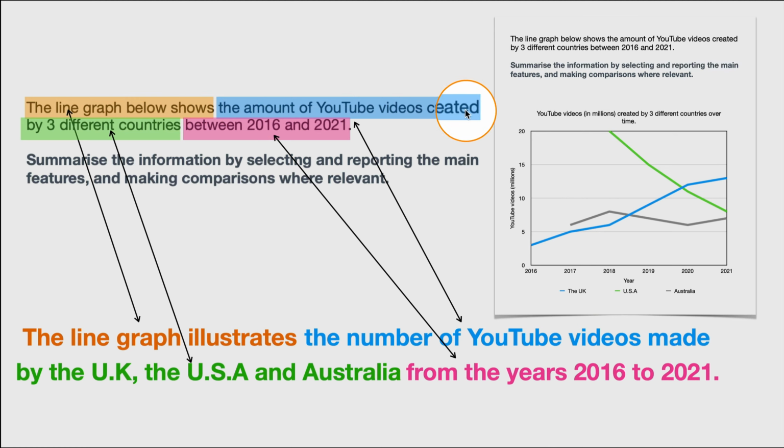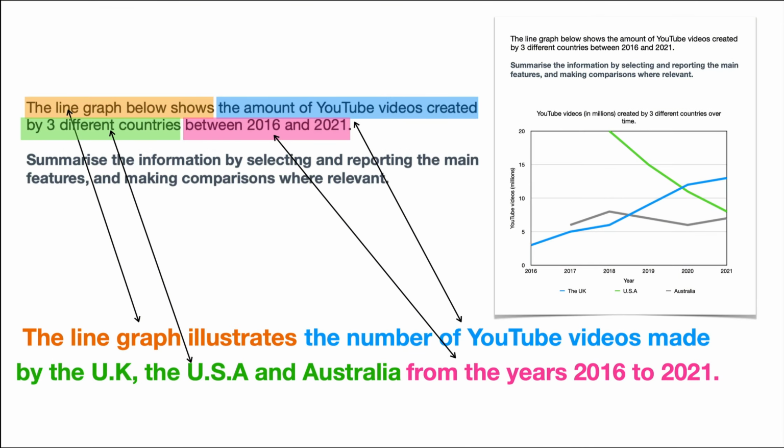YouTube videos created, the number of YouTube videos made. Made and created are exact synonyms, and the amount and the number are also synonyms. So you can say the amount of YouTube videos created, the number of YouTube videos made. By 3 different countries, we've changed that. We looked at the 3 countries. I've just said by the UK, the USA and Australia between 2016 and 2021. From the years 2016 to 2021, we've just added the years and from and to. So this again is a really good introduction for the IELTS Writing Task Part 1.